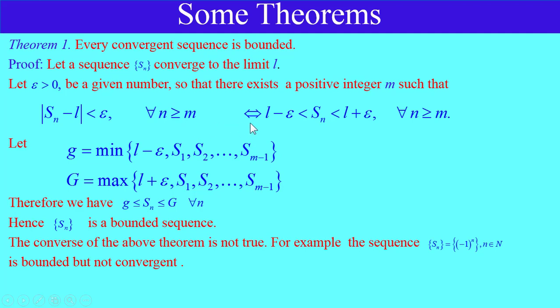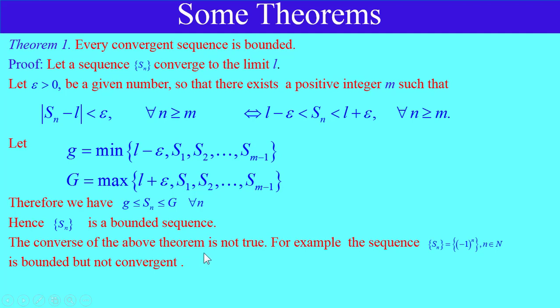This if and only if L minus epsilon is less than Sn less than L plus epsilon for all n greater than or equal to m. Let small g be equal to the minimum of L minus epsilon, S1, S2, ..., Sm minus 1, and capital G be equal to the maximum of L plus epsilon, S1, S2, ..., Sm minus 1. Therefore, we have g is less than or equal to Sn less than or equal to G for all n. Hence, Sn is a bounded sequence.